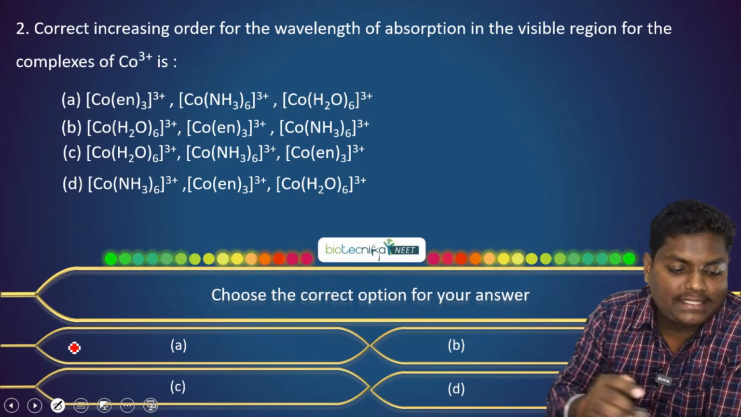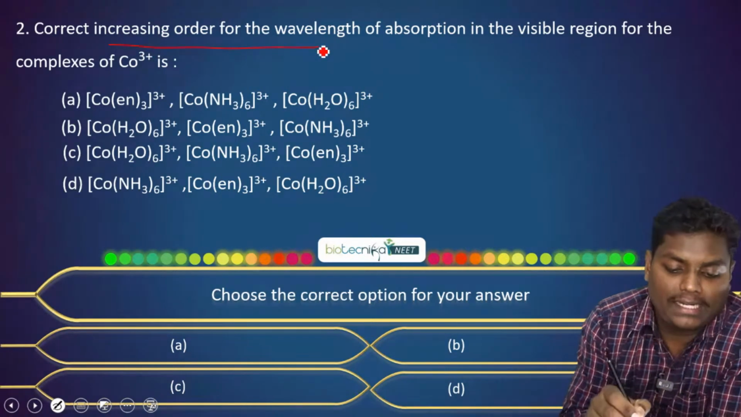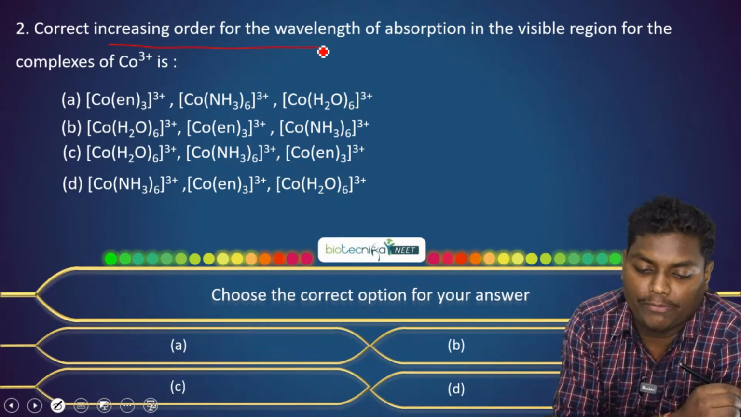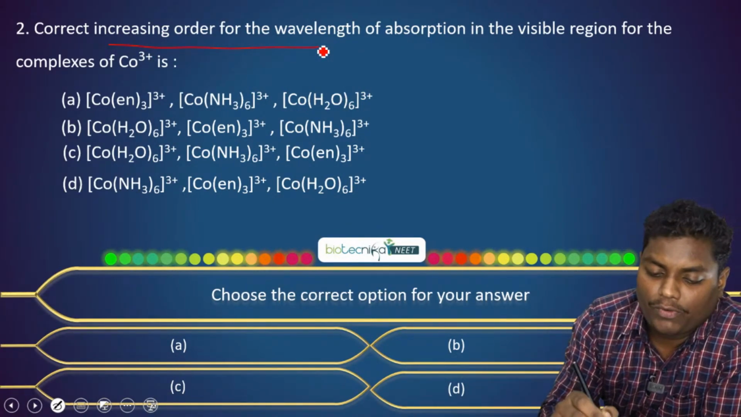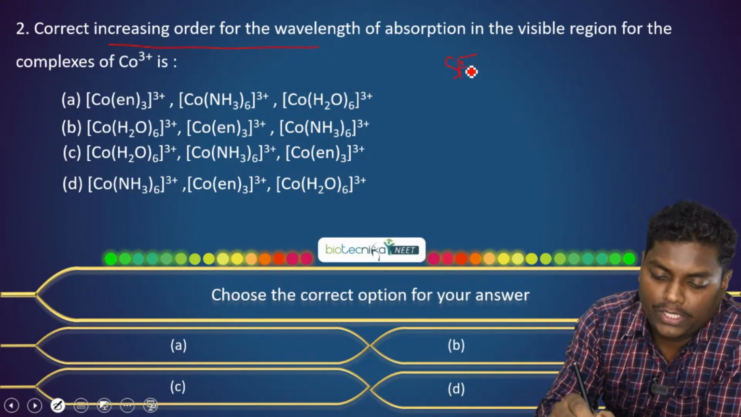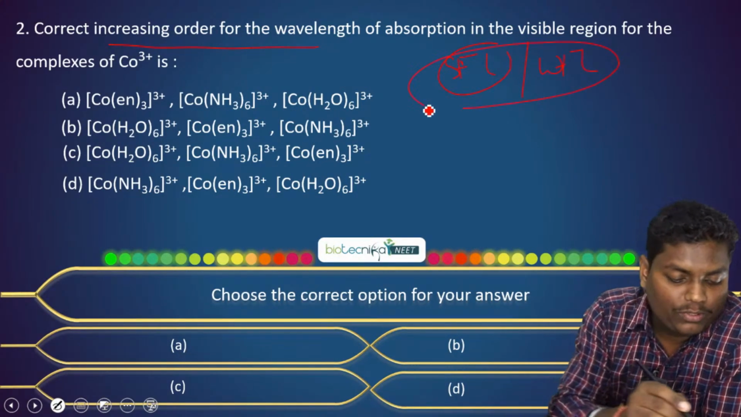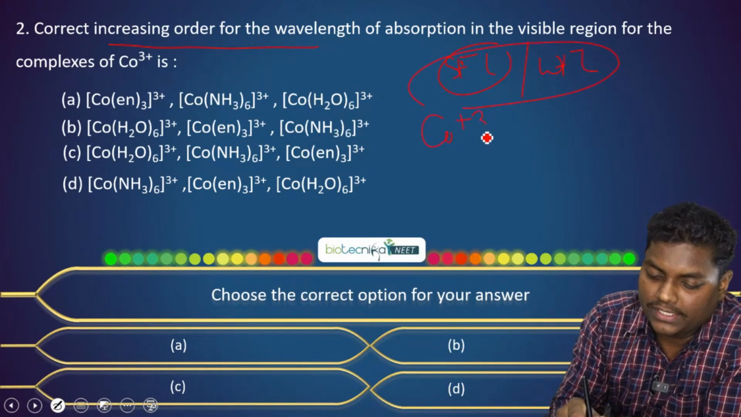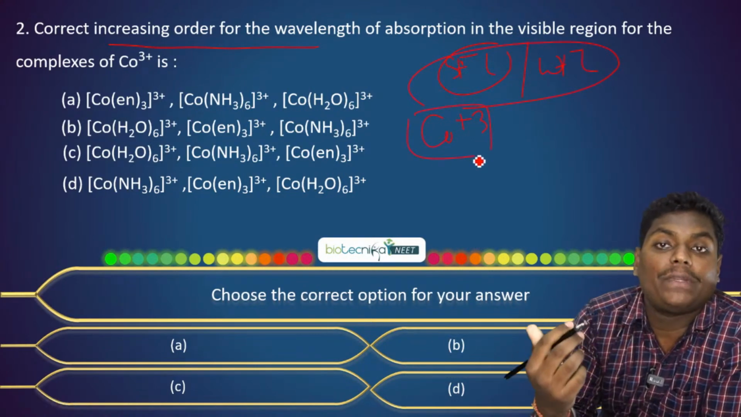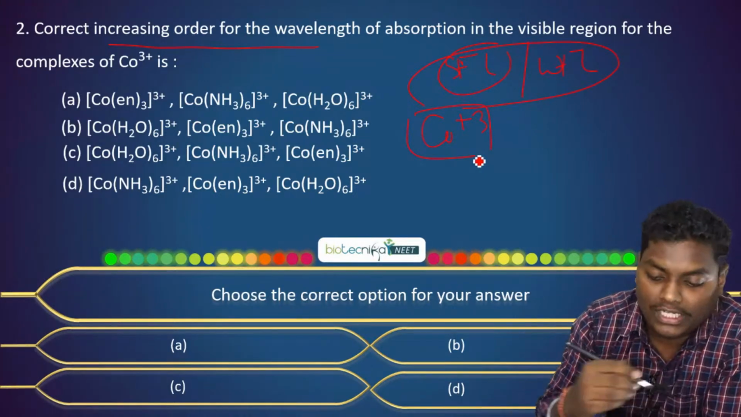Okay, so let's understand this question first. What it is asking is that we need to arrange these in the increasing order of wavelength. Now, what do we know? From the spectrochemical series, we know the difference between a strong field and a weak field ligand. Now, cobalt 3 plus is constant. You can see in each and every complex, it is cobalt 3 plus. So what is different? The ligands are different. So what are the ligands that we have?